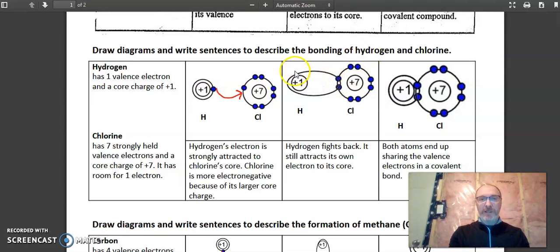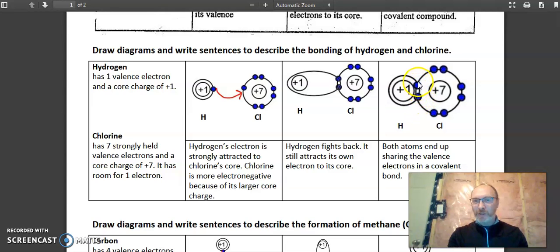And you can see right here, instead of the electron being completely stolen, hydrogen's valence shell is being stretched out. Chlorine is pulling on that electron and hydrogen is fighting back, and so hydrogen's valence shell is being stretched until there's a resolution to that tug of war. When we look at the last column, you can see now that tug of war has been resolved. You can see here that hydrogen's valence shell is overlapping chlorine's valence shell, and that's where that covalent bond is going to happen. So both atoms end up sharing the valence electrons in a covalent bond.